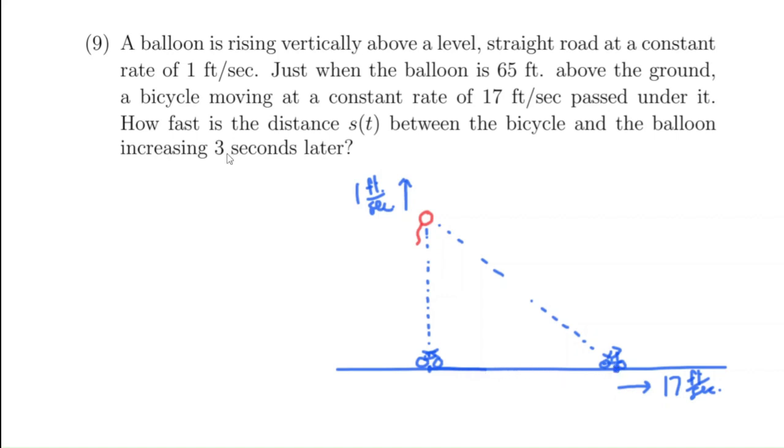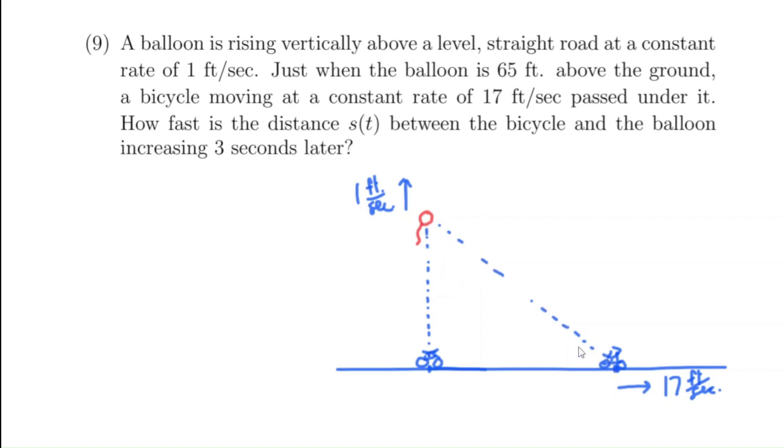So the question is, 3 seconds later, so by the way, the balloon would then be at a height of 68 feet. Is that right? Because it's 65 feet when it's right underneath it. 3 seconds later, it's going 1 foot per second. It'd be at a height of 68 feet. And also 3 seconds later, the bicycle will be way over here. How far over? Well, 3 times 17, I believe, is 51. So the bicycle will be over here at 51 feet. From there, this height will be 68 feet. And the question is the distance between the bicycle and the balloon.